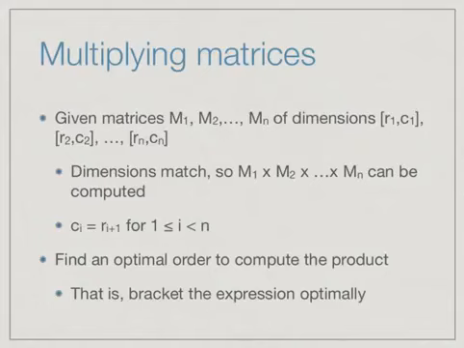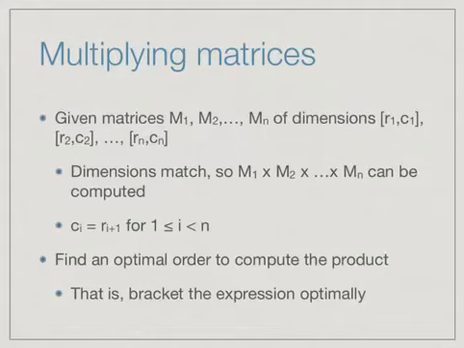So in general, we have a sequence M1 to Mn, and each of them has some rows and columns. What we are guaranteed is that each adjacent pair can be multiplied. So for R1, C1, R2, C2, the first two are such that C1 is equal to R2. The number of columns in the first matrix is equal to the number of rows in the second matrix. Similarly, C2 is equal to R3 and so on. So these dimensions are guaranteed to match, so the matrix multiplication is always possible.